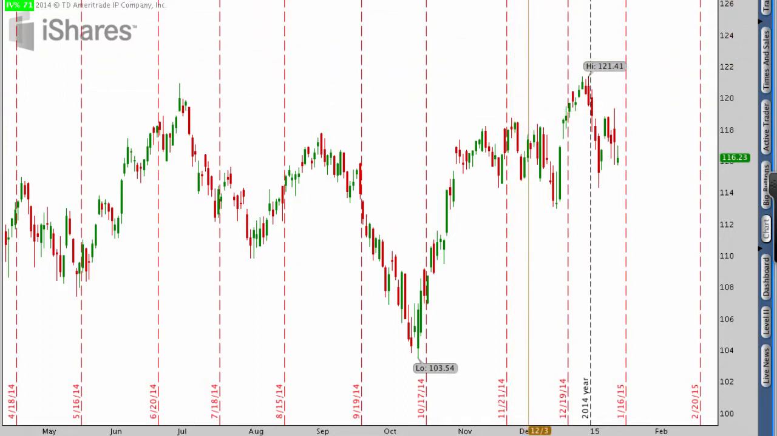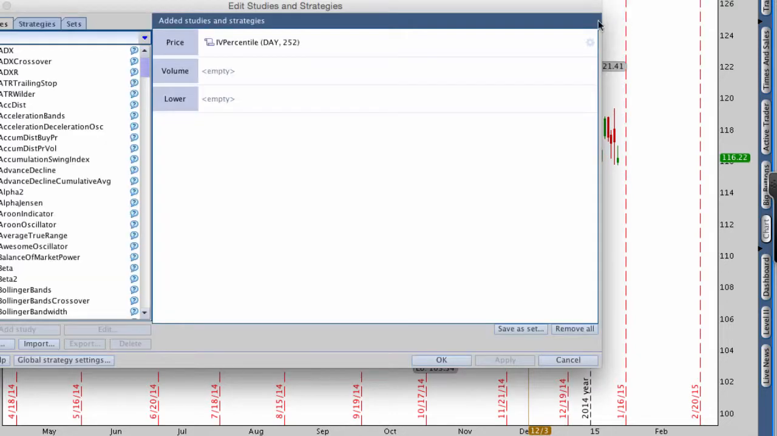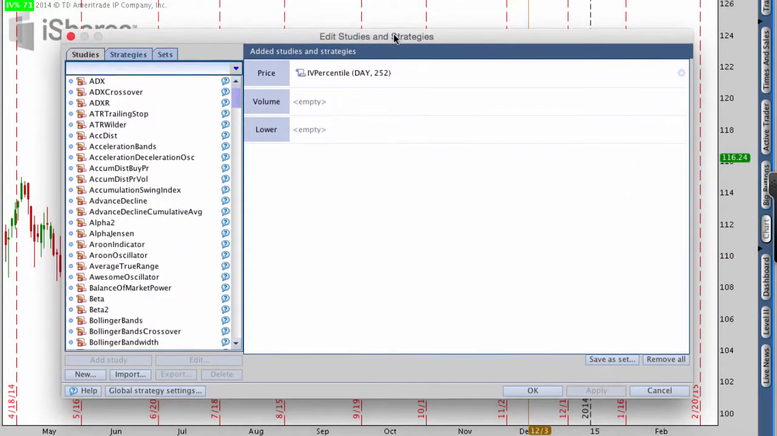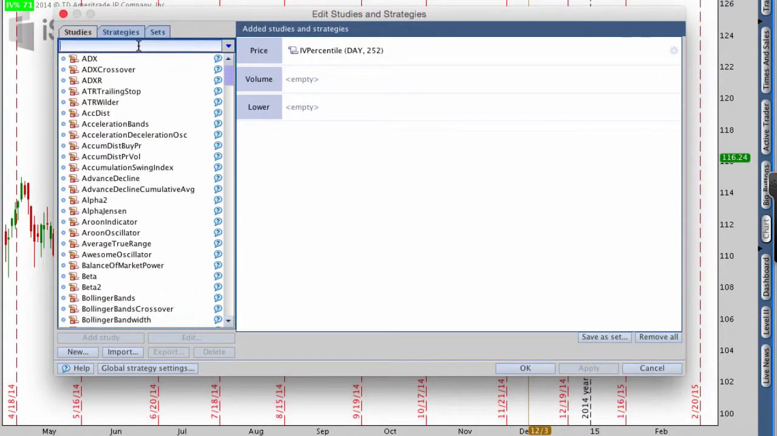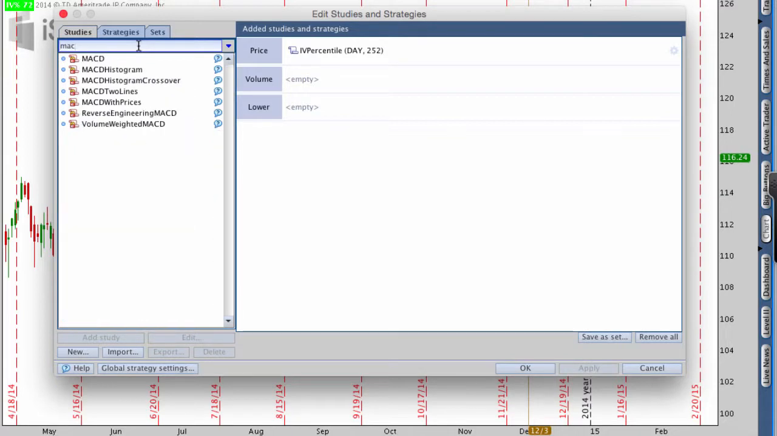So what I want to do first is I want to go up to here where it says studies, and I want to edit studies. And so you can see there's no studies on here right now, but I'm going to add a study. So on the left, I'm just going to search for the first one, which is MACD. So I want to use MACD 2 lines, and there's a bunch of different ones you can use: histogram, crossover, 2 lines, just regular MACD, but I like to use 2 lines.